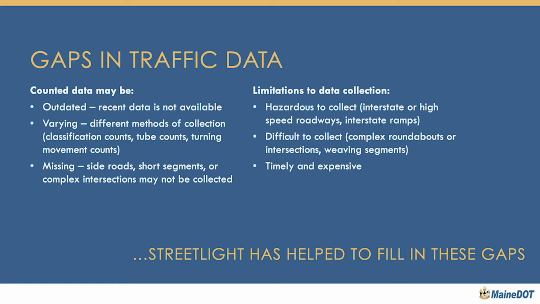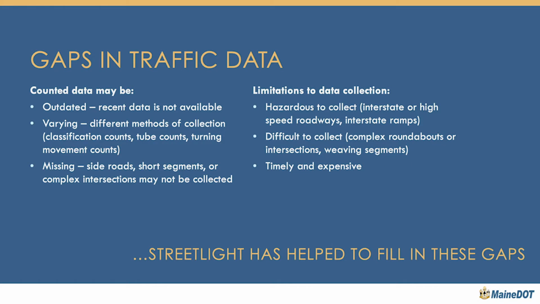So when creating models for corridors, there are often gaps that we find in our traffic data that we need to be able to fill in. And some of these gaps in our counted data include outdated data where recent traffic counts may not have been collected, varying data due to variations in data collection methods, including classification counts, tube counts, or turning movement counts, and missing data. So some side roads or segments may have never been counted.